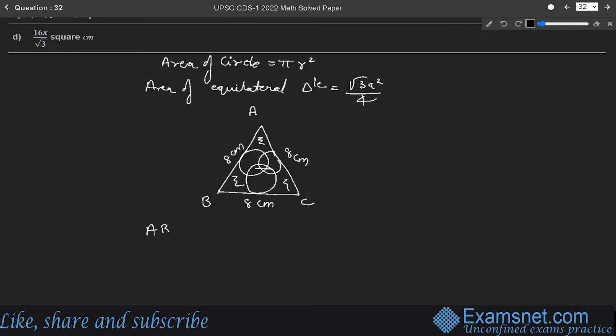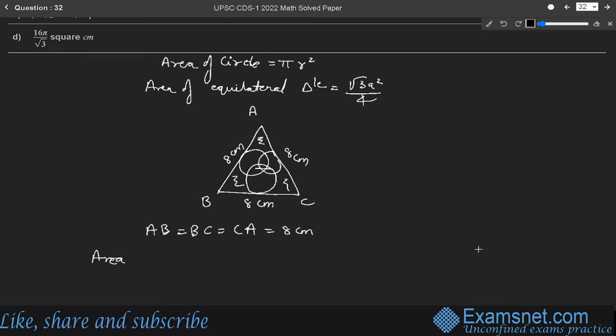So we can say that AB is equal to BC is equal to CA is equal to 8 centimeter. Since we know it is an equilateral triangle, and in an equilateral triangle the angles are 60 degrees. Now let us find the area of the shaded region.